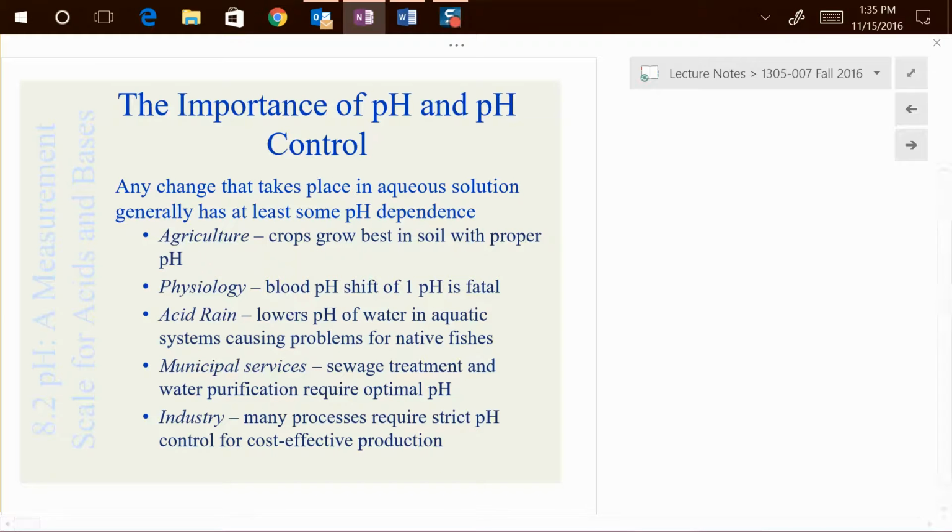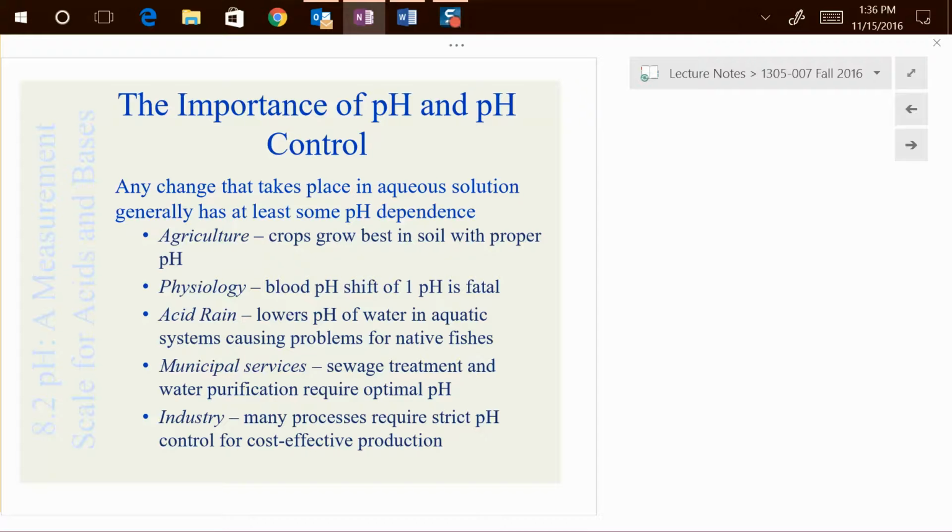pH is important for a lot of reasons. For growing crops, you have to have the correct pH in your soil, or else they're just not going to grow right. We talked about our blood pH. A shift of 1 pH is fatal, so we have to buffer that out. We take our life in our hands every time we eat one of those sour candies, full of citric acid, but our bodies can handle it because we have that buffering system. So it's not really that dangerous to us.